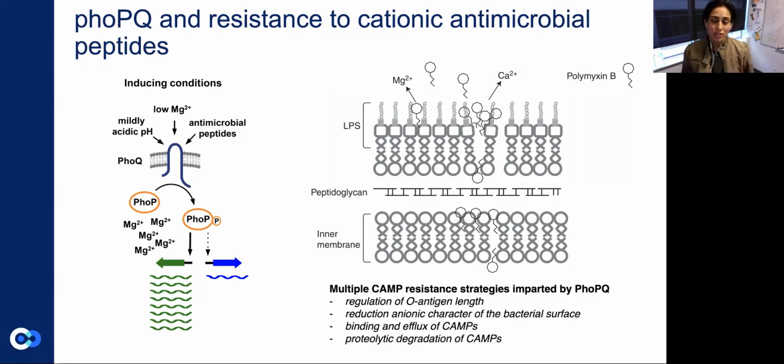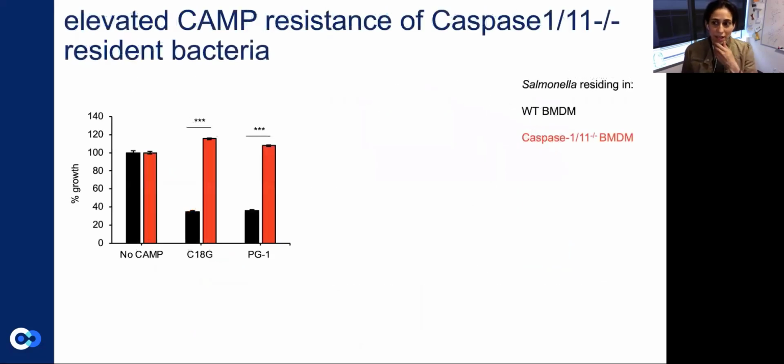And so then we asked, all right, if there's elevated PhoP/PhoQ induction in the Caspase-11 knockouts, does this actually affect antimicrobial resistance of Salmonella that is housed intracellularly in the 111 knockout environment? And the answer is that it does.